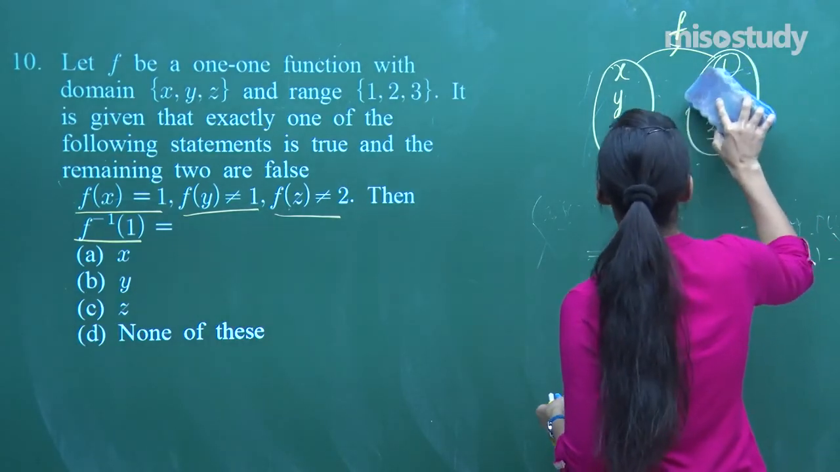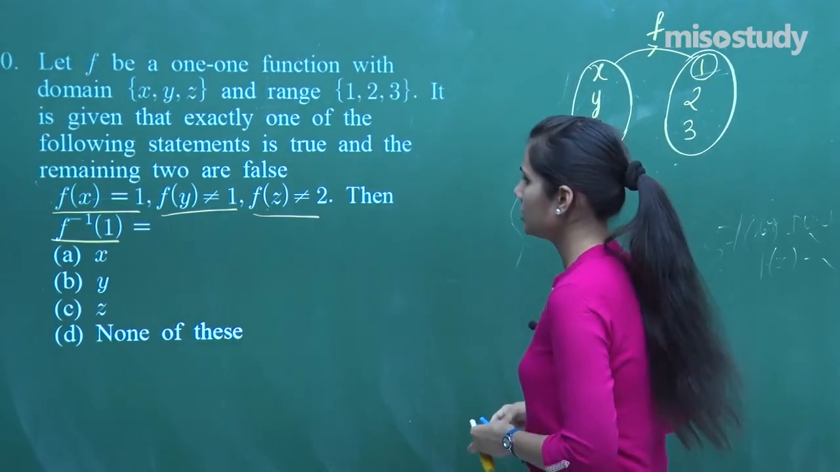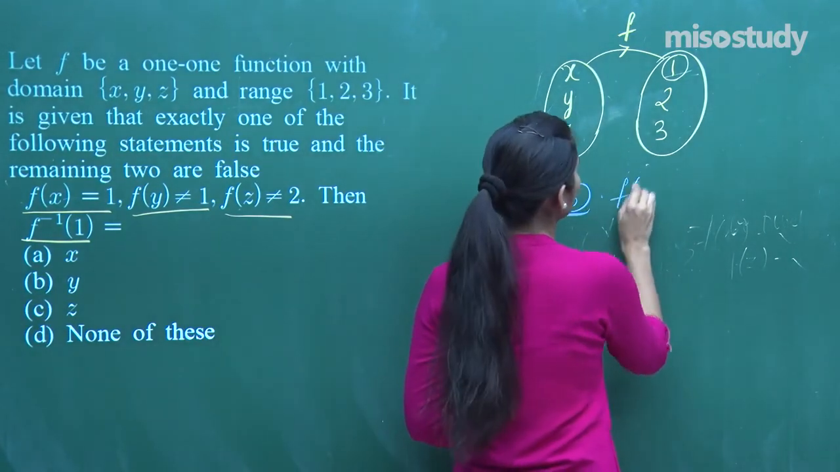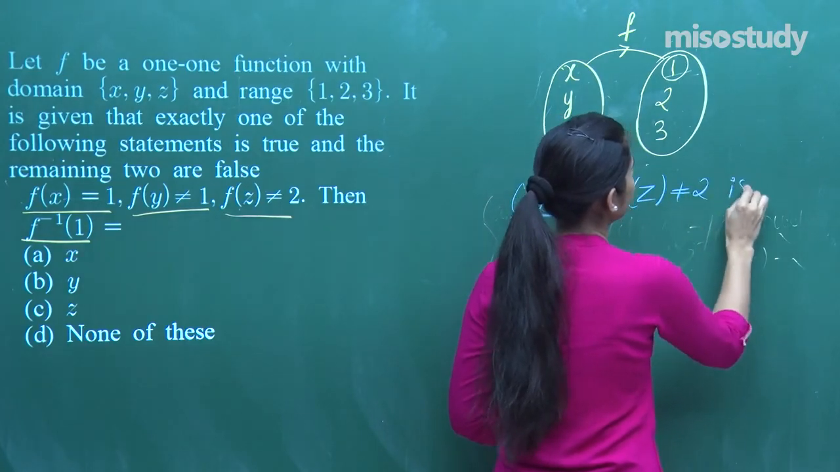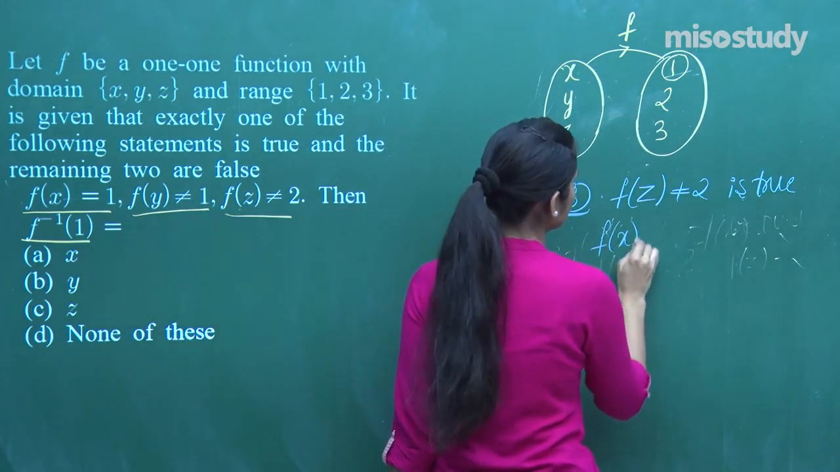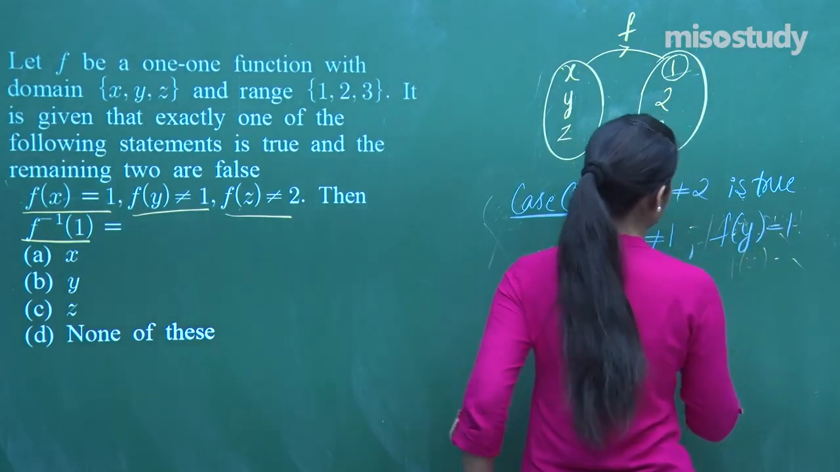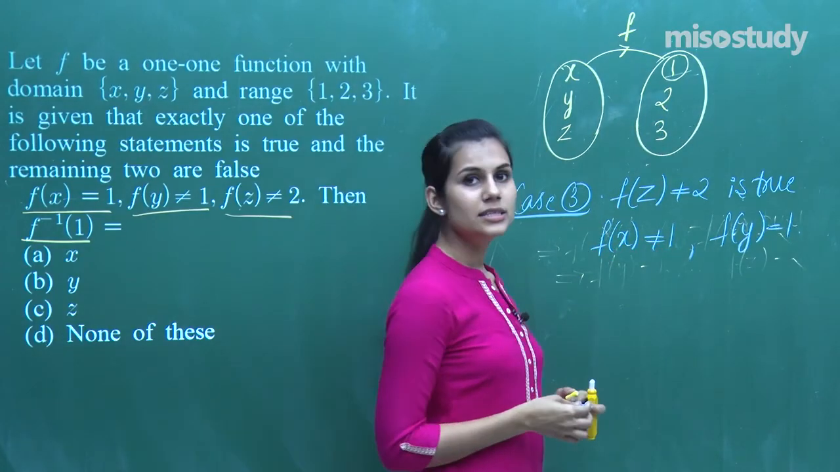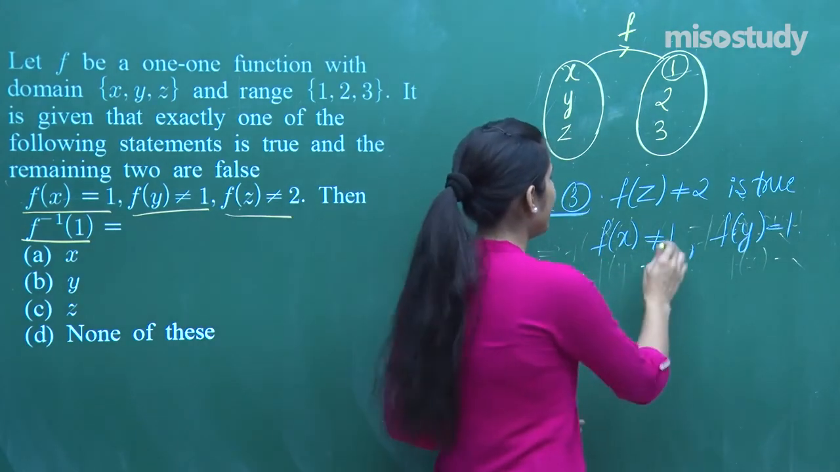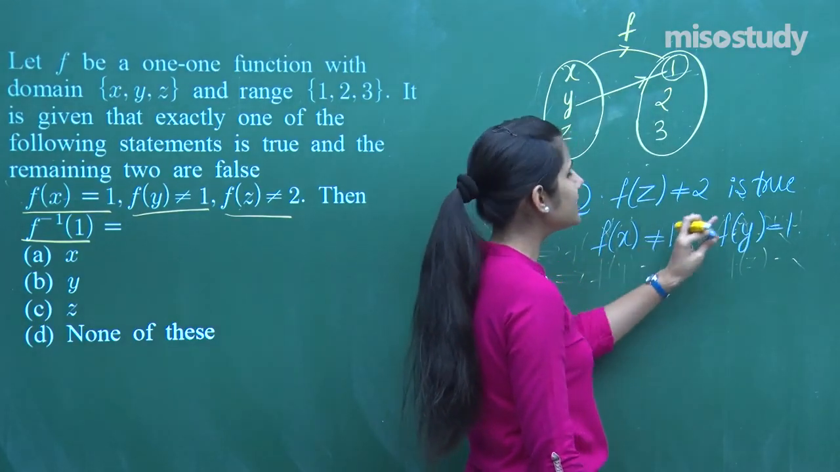So if I say that the third statement is true and the rest two are false, that means f(z) not equal to 2 is true. So what is false? f(x) equals 1 is false, that means f(x) is not equal to 1. And this is false, that means f(y) is equal to 1. So can you arrange the mapping in such a manner that all these three things are satisfied and f remains 1-1 also? Well, f(y) is 1. Okay. f(x) is not equal to 1 and f(z) is not equal to 2.